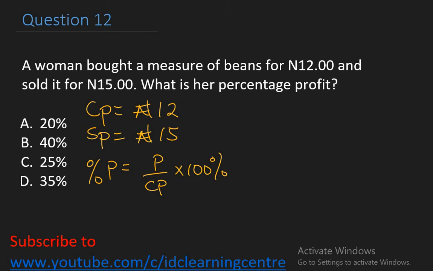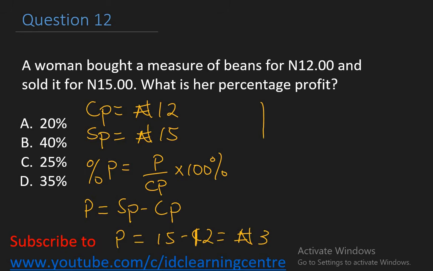So the first thing we need to do is to find the profit. Profit is selling price minus cost price. So the profit is the selling price, which is 15 naira, minus cost price, which is 12 naira. Profit, 15 naira minus 12 naira, will give me 3 naira. Now I have the profit.